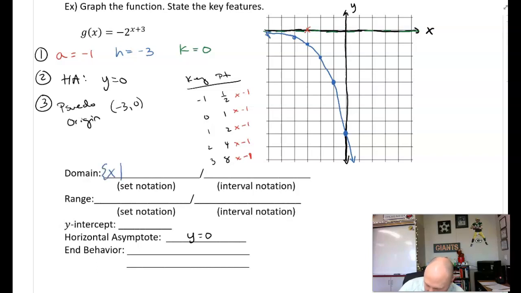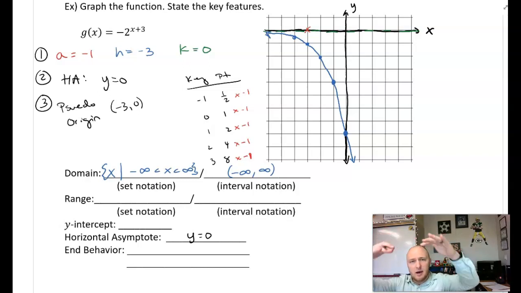Domain, these are the x values where negative infinity is less than x, which is less than infinity. And in plain old interval notation, that's just negative infinity to positive infinity. Now my range, notice I have a maximum. I have an upper bound now. I don't have a lower bound. We're just going to negative infinity.